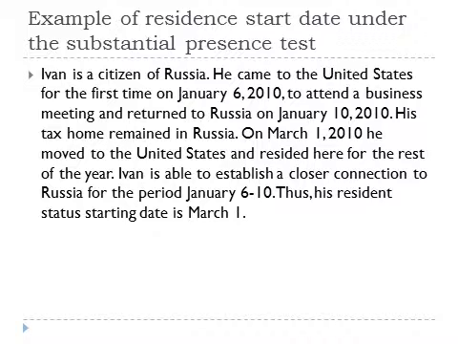On March 1, 2010, he moved to the United States and resided there for the rest of the year. Ivan is able to establish a closer connection to Russia for the period January 6 to January 10. Thus, his resident status starting date is March 1st.